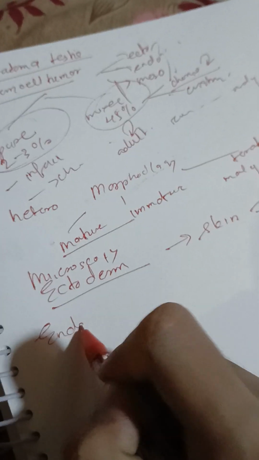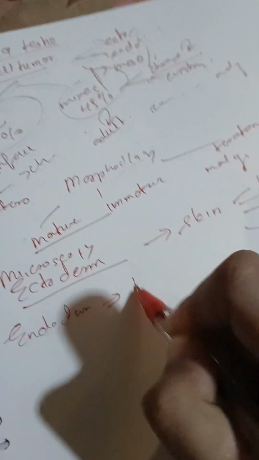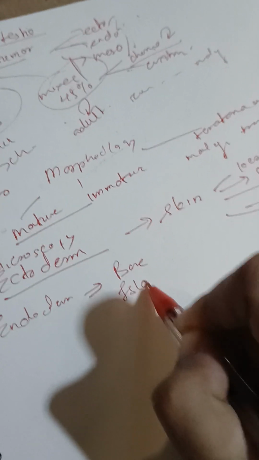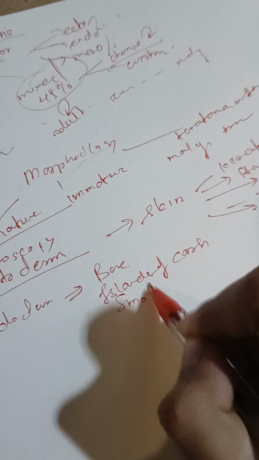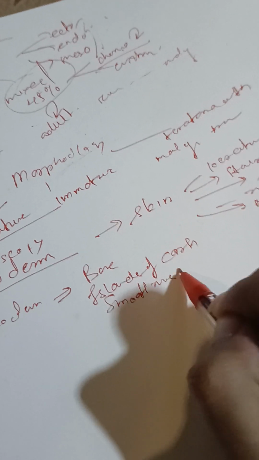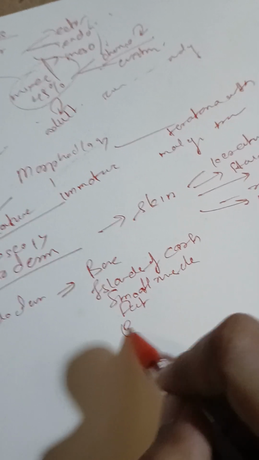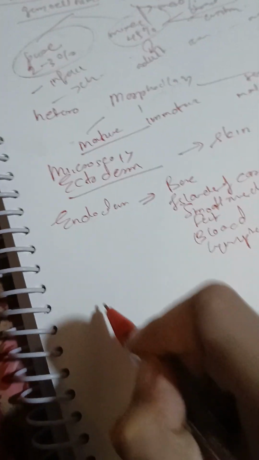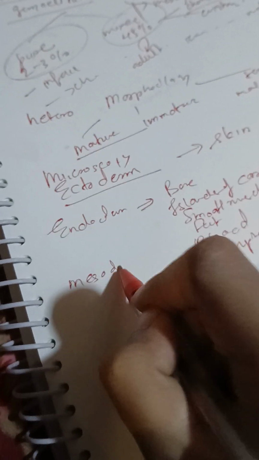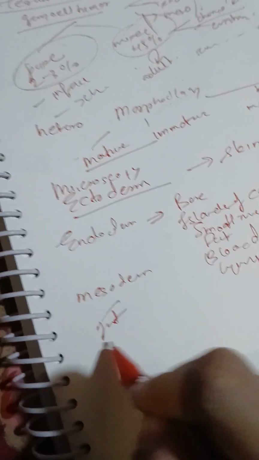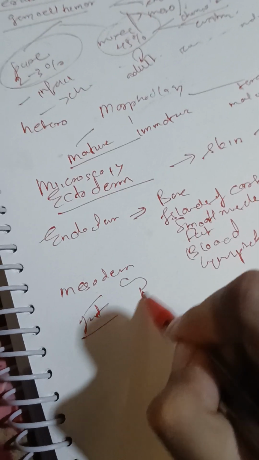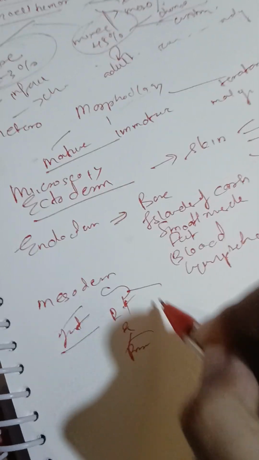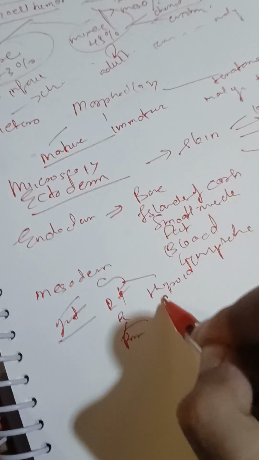In endoderm, what we see is basically bone, islands of cartilage, smooth muscles. Then we see fat, blood, lymphatics. So this is basically observed in the endoderm. What do we observe in the mesoderm? In mesoderm we observe gut squamous epithelium, intestinal wall. Then we see respiratory tract epithelium like bronchioles, and the thyroid gland. So this is basically observed.